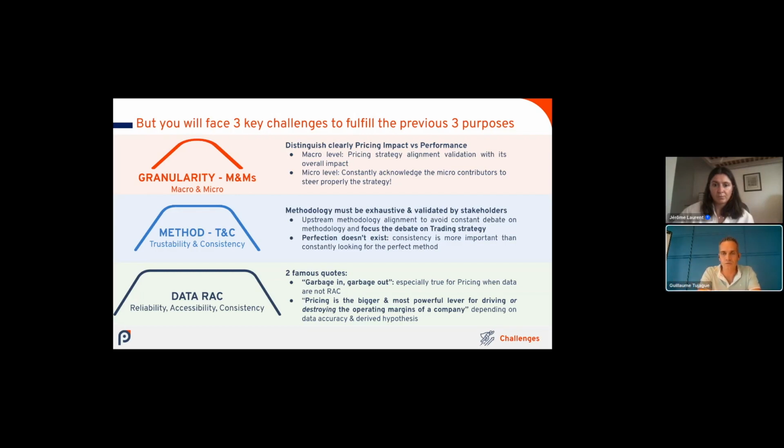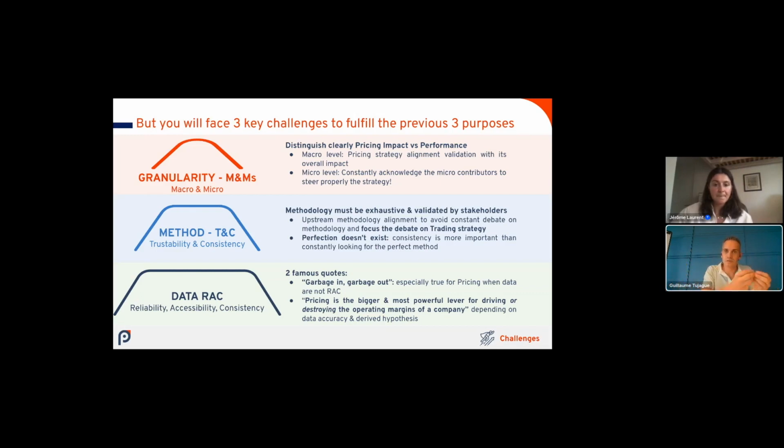Finally, the third challenge that we foresee is the granularity of the output. It's very important to be able to deliver the pricing impact output at a macro level and at a micro level. The macro level is obvious because we need to know overall, for the three previous reasons, how am I performing overall on all of my pricing strategy.